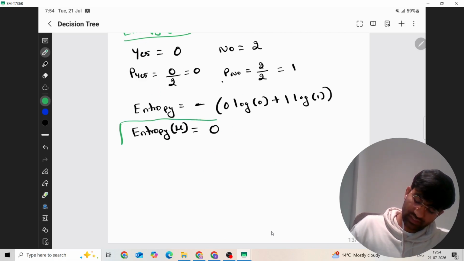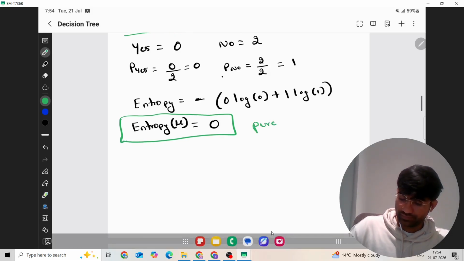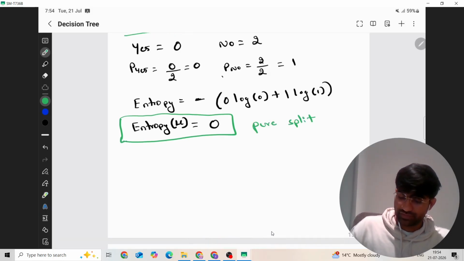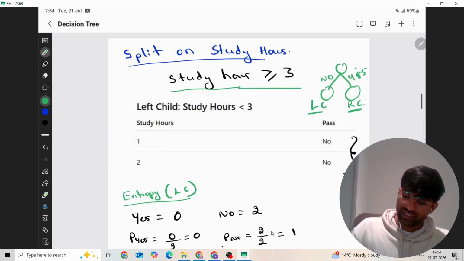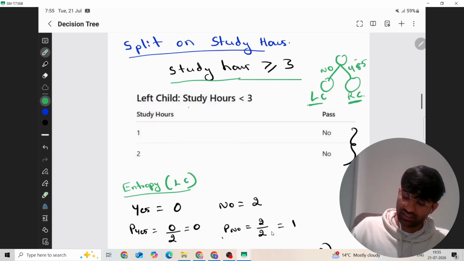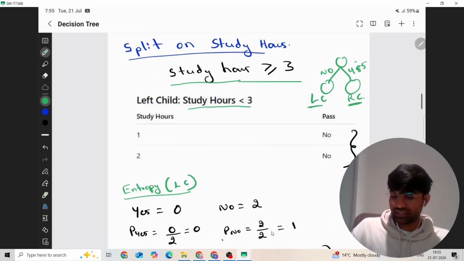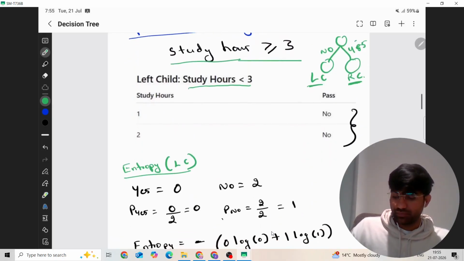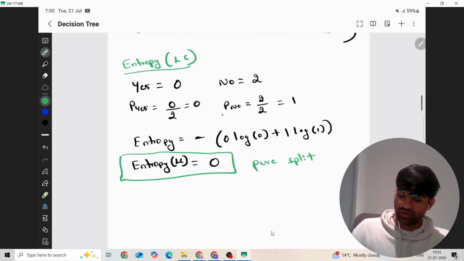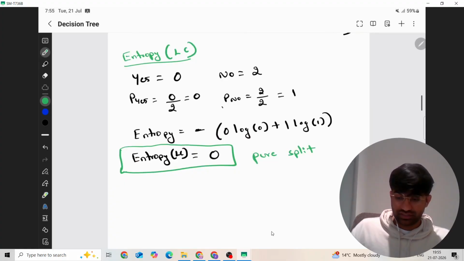It is a pure split. If study hours is less than 3, then the student will fail, definitely fail. There are no chances of passing, there are no pass records. So that's why it is a pure split, and we got the entropy as 0.